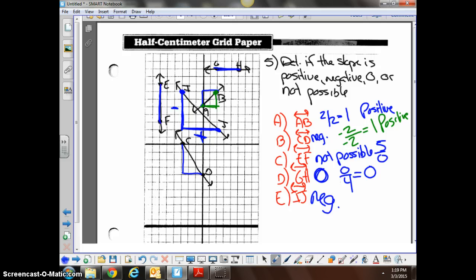Do you understand negative slopes, positive slopes, slopes of 0, and slopes that aren't measurable? Questions before I stop?